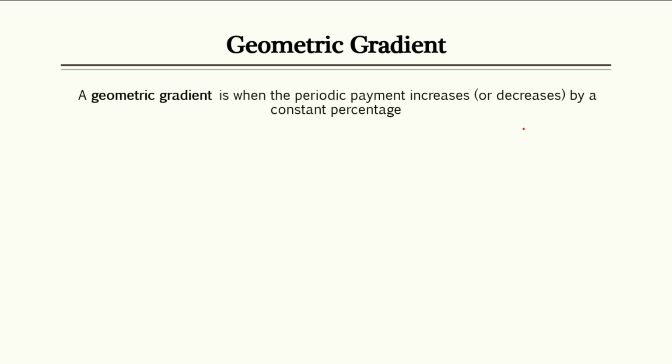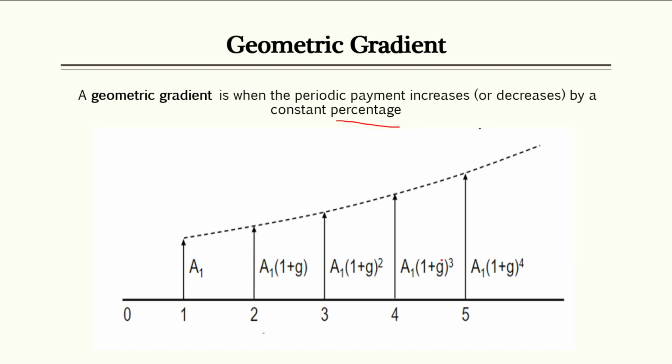arithmetic gradient. Doon naman tayo sa geometric gradient. Geometric gradient is when the periodic payment increases or decreases by a constant percentage. Ang kaibahan niya sa arithmetic, ang arithmetic nag-i-increase siya by value. Ito, by percentage. At the same time, kapag tiningnan natin yung graph niya, pa-curve yan.